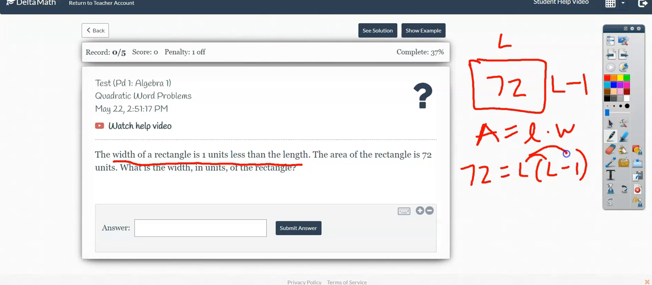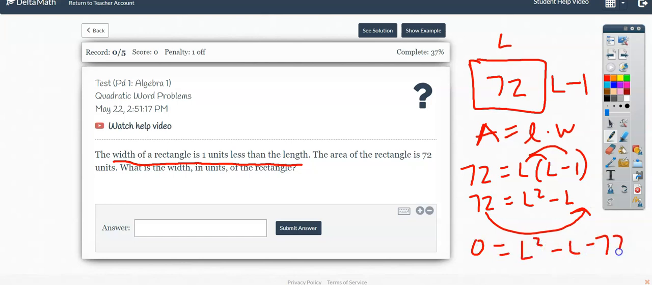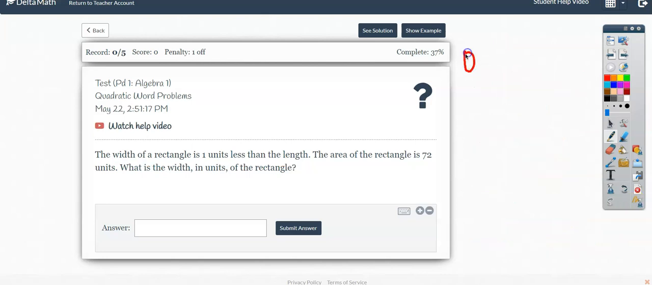So I'm going to need to distribute this L. And then I'm going to need to move this 72 to the other side, giving me 0 is equal to L squared minus L minus 72. Okay, so now I have my actual quadratic equation. L squared minus 1L minus 72.